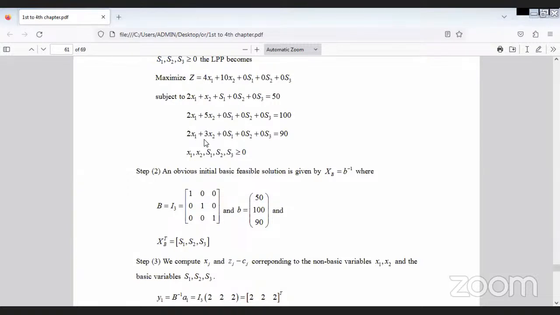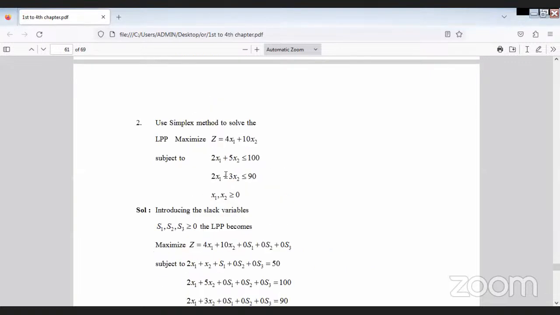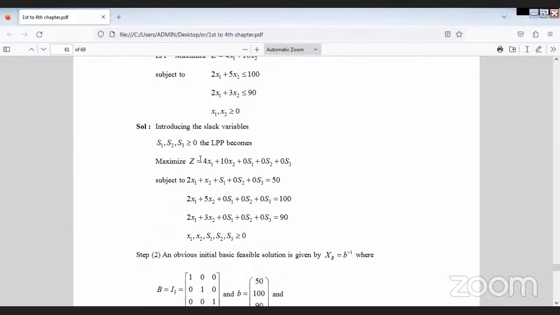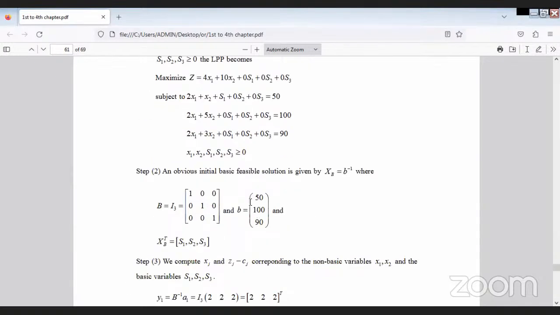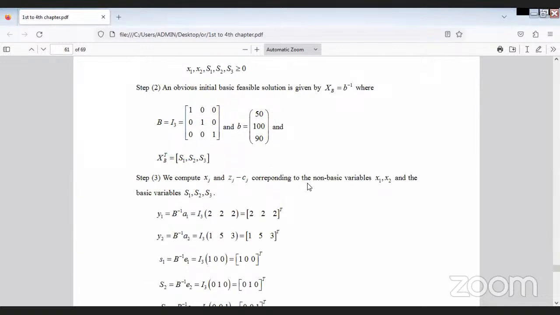2x1 plus 5x2 plus S1 plus 0 S2 plus 0 S3 is equal to 100. 2x1 plus 3x2 plus 0 S1 plus 0 S2 plus S3 is equal to 90. So we are taking here the I3 matrix, 100, 010, 001. It is correct. The identity matrix is correct. So 50, 90 we are taking here. Yes, sir. Now x transpose is x, S1, S2, S3.